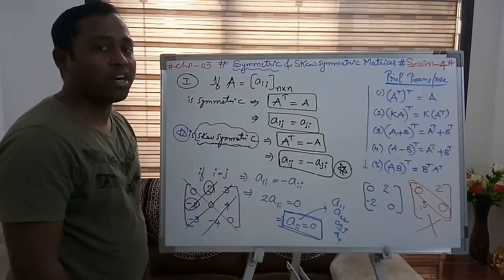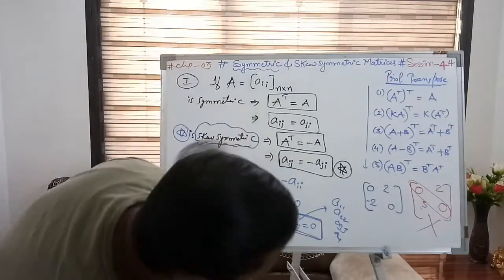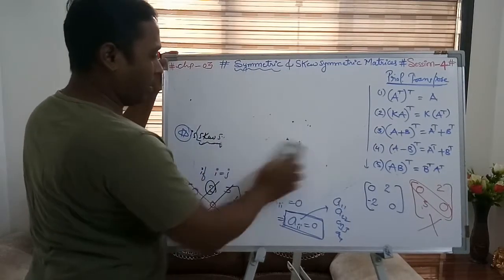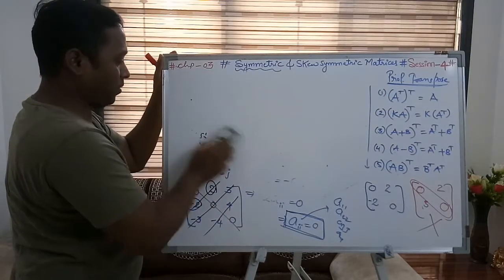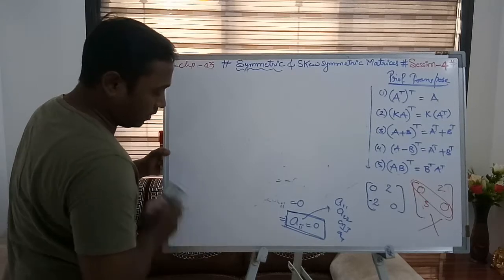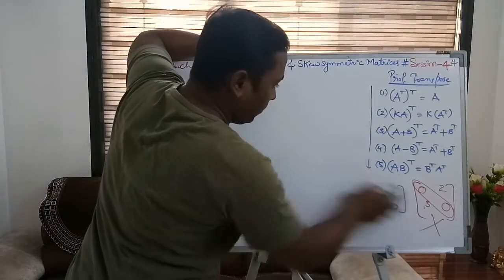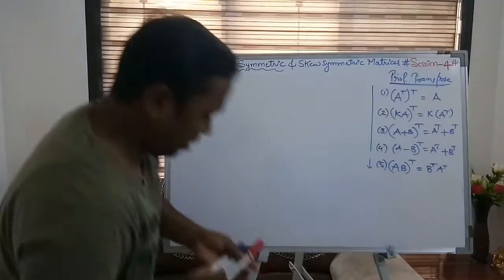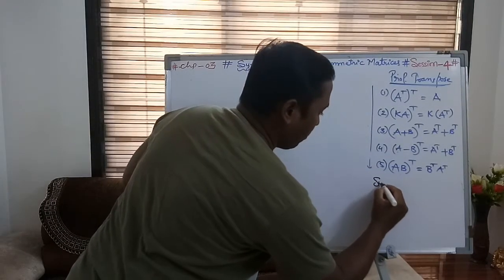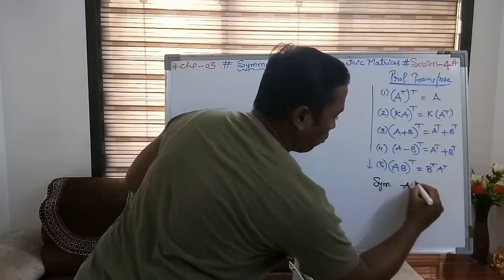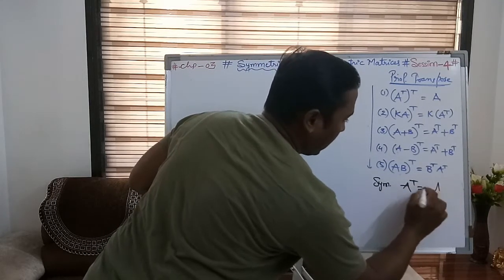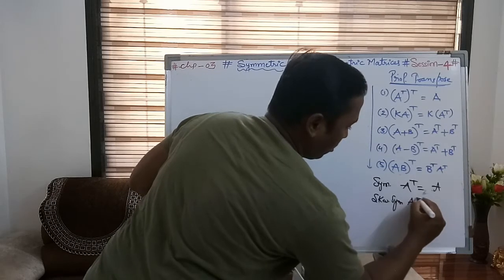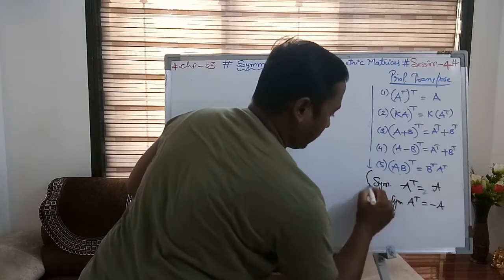Now let's have a discussion on the important results. What are the important results we have? Here I'm writing first, symmetric. The definition of symmetric is A transpose is equal to A. And the second one we discussed, skew symmetric, means A transpose is equal to minus A. That's it.